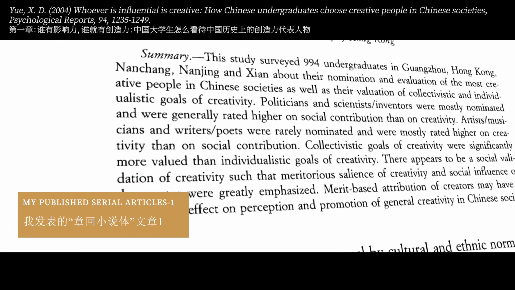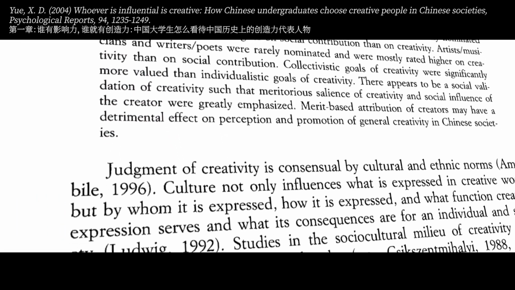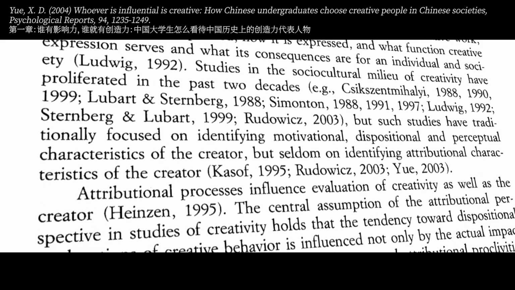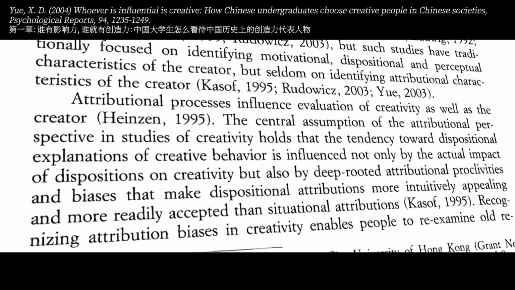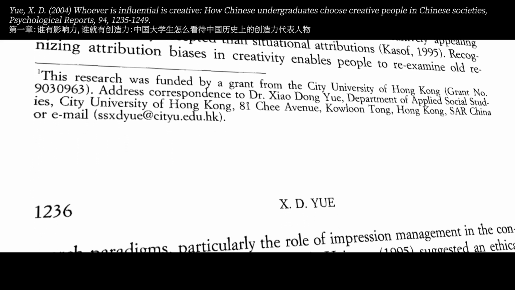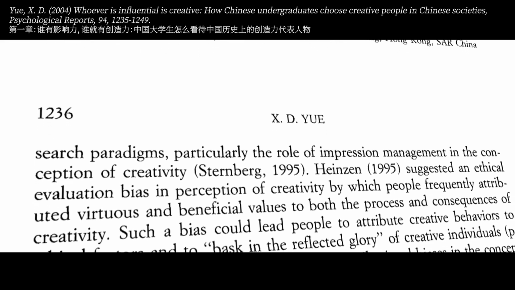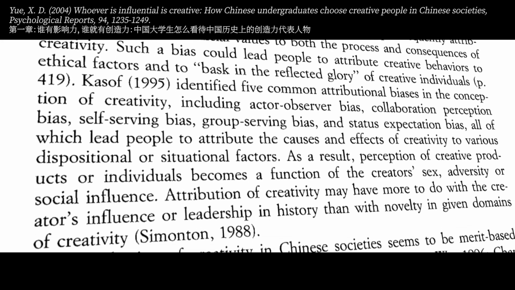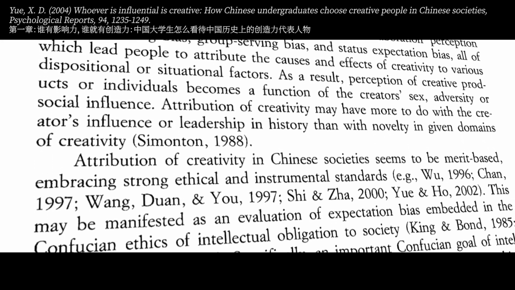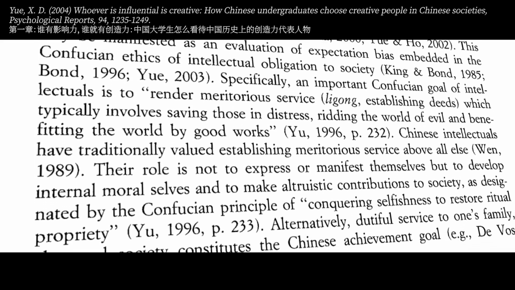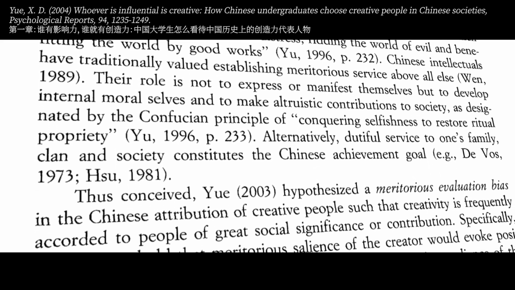Let me give an example. Here are my serial articles. Chapter 1 is about whoever is influential is creative, and how Chinese undergraduate students choose creative people in Chinese societies. I have studies from Hong Kong, Guangzhou, Taipei, Beijing, and I compare the differences. Very interesting. That's chapter 1. In this article, I look at how the Chinese people look at creativity via nomination of creative individuals or creators. Okay, that's chapter 1.